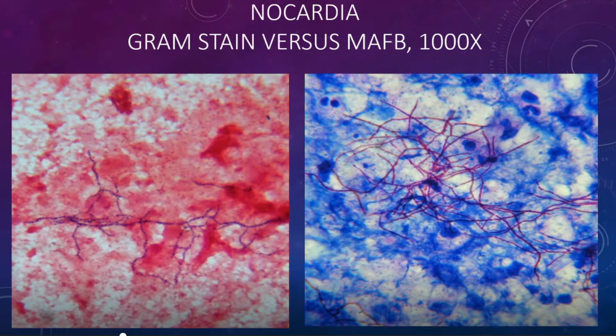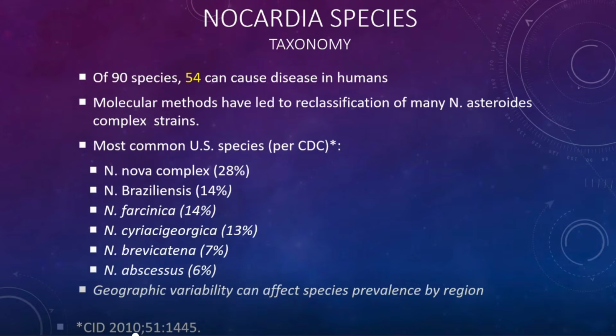This is a gram stain of Nocardia on the left, and you can see a modified acid-fast stain of Nocardia on the right side of the slide. Now, because Nocardia has extra long mycolic acids in their cell walls, they can retain carbol fuchsin stain during mild acid decolorization. Of more than 90 species of Nocardia, 54 can cause disease in humans.